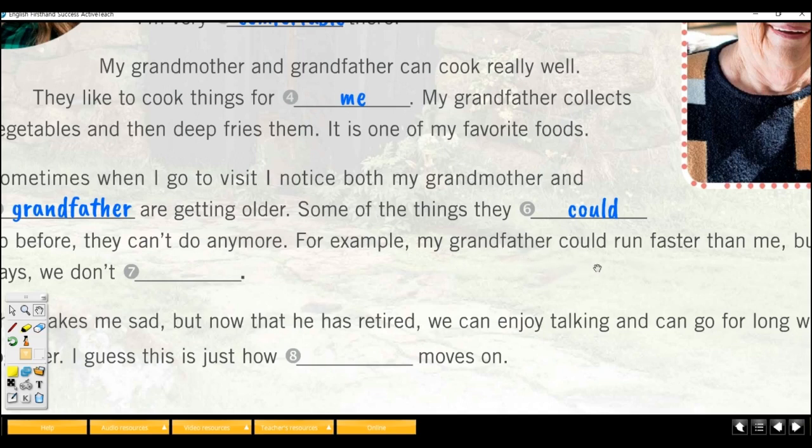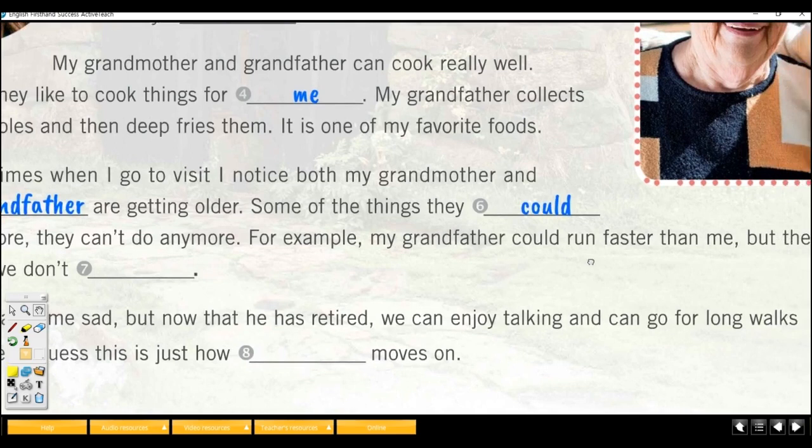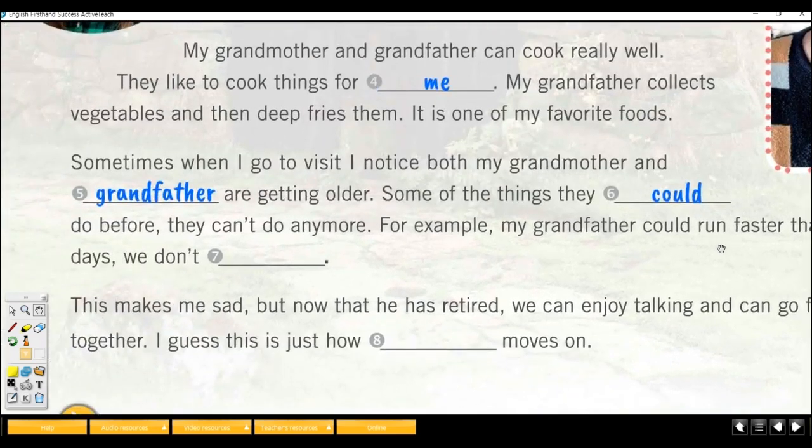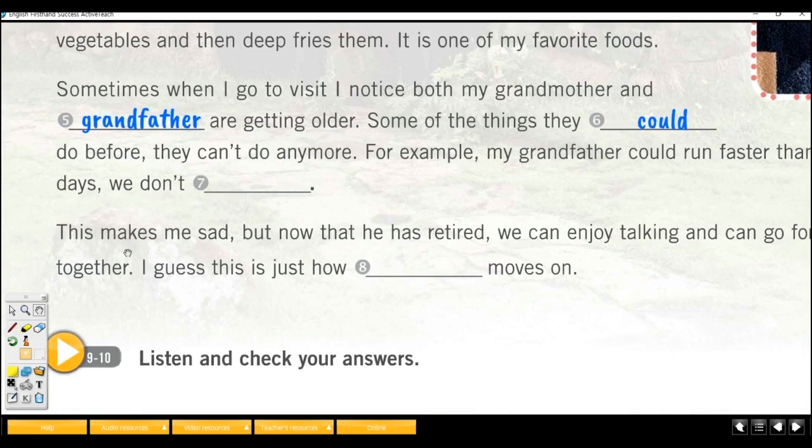옛날에 할아버지도 빠르게 뛸 수 있었어요. But these days, 근데 요즘, we don't race anymore. This makes me sad.